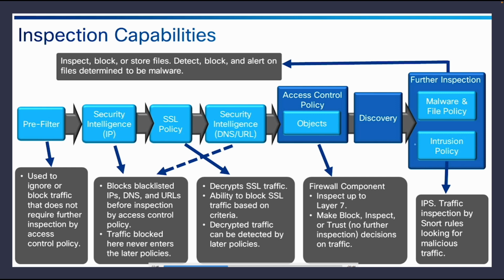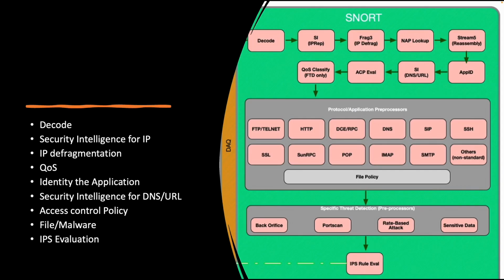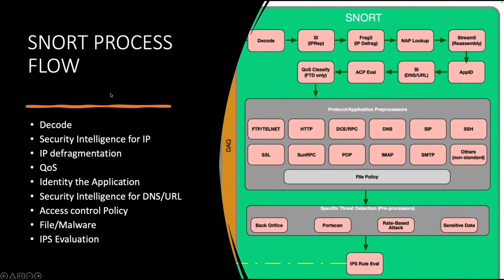So now what we're gonna check is a little bit about the Snort process, right? So we have the decode, which is part of the dynamic acquisition, and that means we take the normal frame that came until the ACP and transform this in a way that Snort can read, right? We get the packet that arrives at the FTD, and we convert it into a format that Snort can read. So basically, we have the same thing, right?